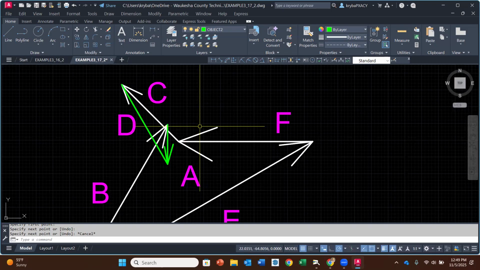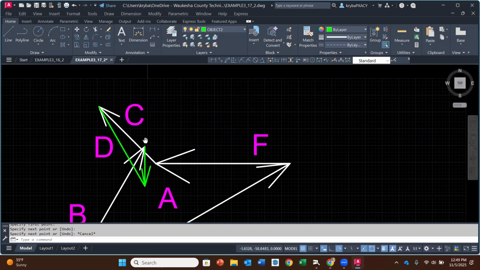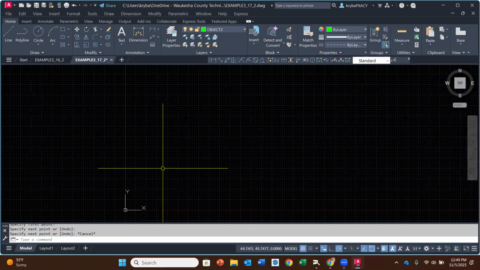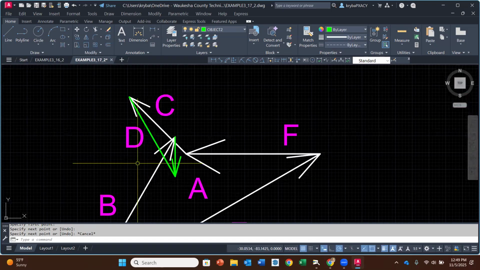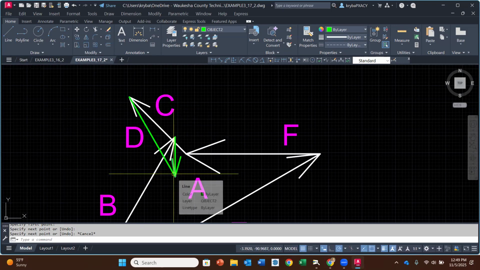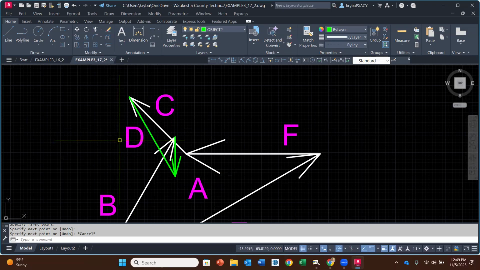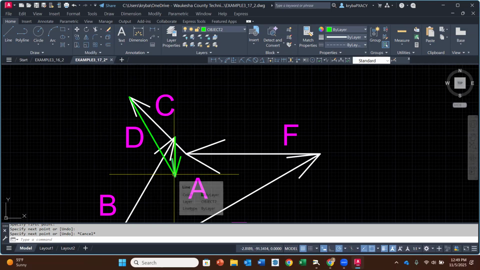Now let's talk about this. Since we have, where's my equation? Plus the negative D, that means that the tail would be at the tip of C, and its tip would be down and to the right. But then that would be the negative D, right? So if that's the case, what would the positive D be? If negative D is down and to the right, what's the positive D? Up and to the left.